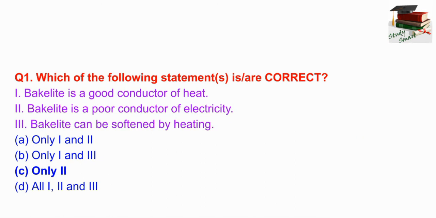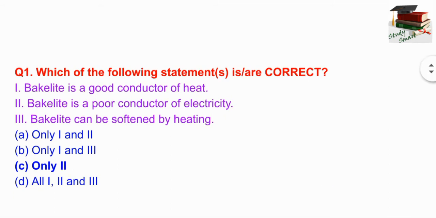Now see the statements again. Bakelite is a good conductor of heat: this is incorrect. Next, Bakelite is a poor conductor of electricity: this is correct. Third statement, Bakelite can be softened by heating: now you see Bakelite cannot be softened by heating. So the right answer is option C, only B is correct.